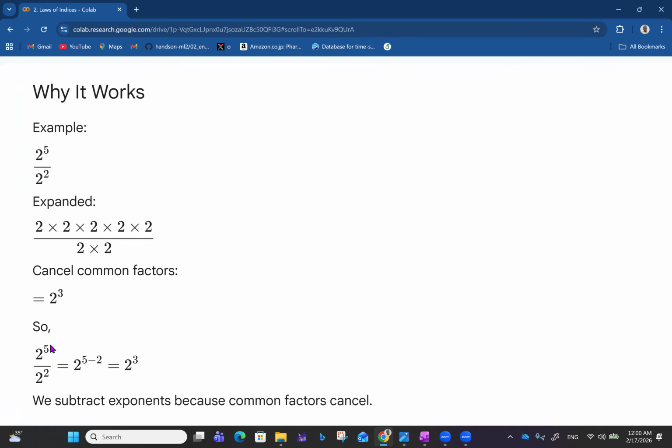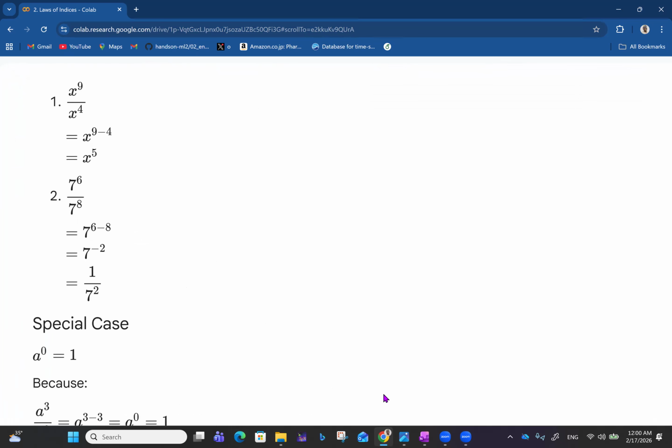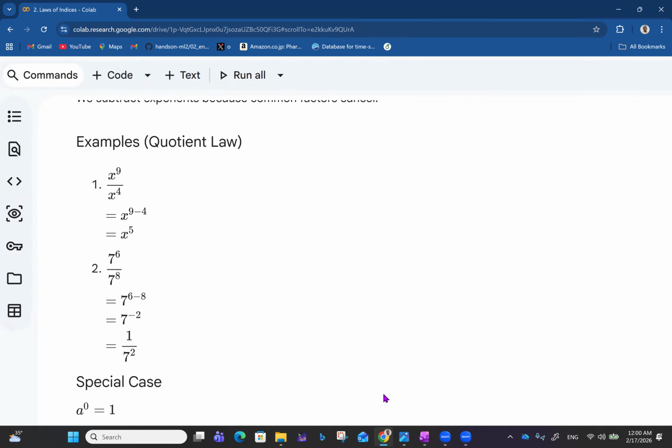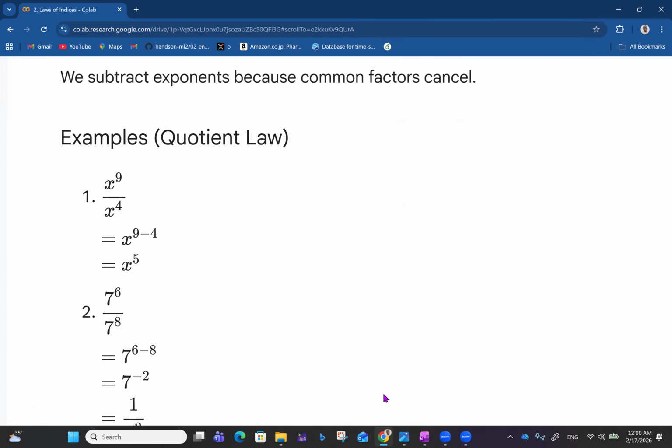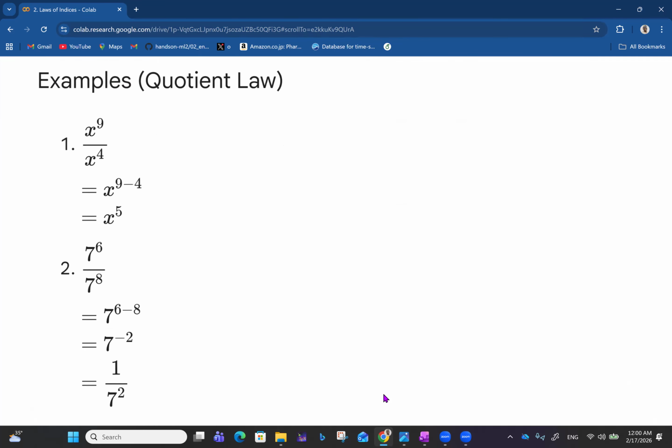So we can simply say that 2 raised power 5 over 2 raised power 2 is the same thing as 2 raised power 5 minus 2, which is 2 raised power 3. Then we subtract exponents because common factors cancel themselves. So we can take some instances of this. Let's just look at these first two examples.